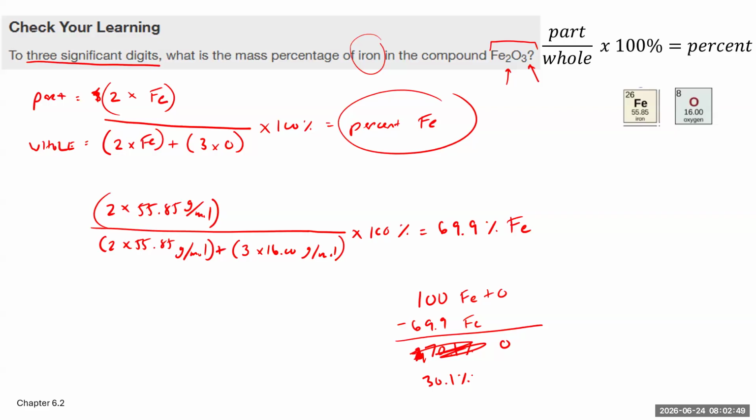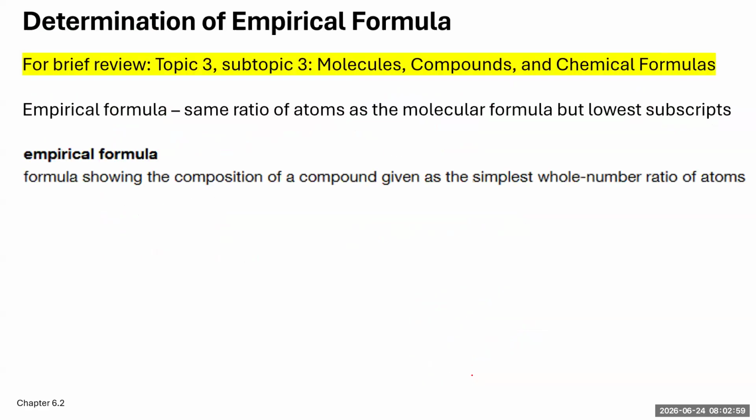All right, let's continue. We're going to jump into something a little more difficult, but not by much. It's everything we've done before. There's just 1 or 2 steps at the end we haven't done. So we're going to now determine empirical formula. So the brief review, we just talked about what empirical formula is, but let's hear some definitions. It's the same ratio of atoms as the molecular formula, but lowest subscripts.